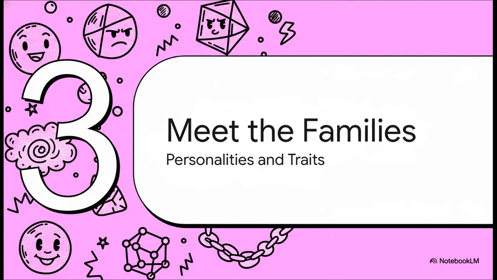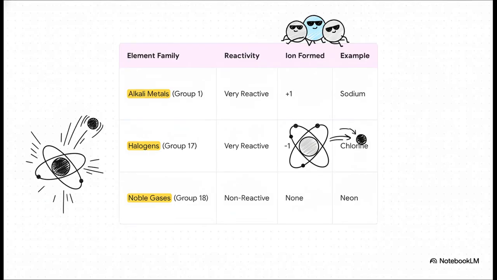Okay, so now that we know the neighborhoods, let's zoom in a little bit and meet a few of the most famous families. Each one of these groups really does have its own distinct personality. Just look at this contrast, it's wild. Way over on the far left, you've got the alkali metals, like sodium. They have just one lonely electron in their outer shell, and they are desperate to give it away to feel stable. When they do, they get a positive charge.